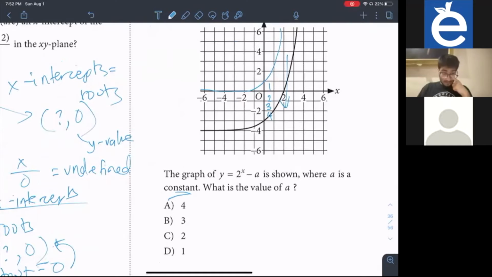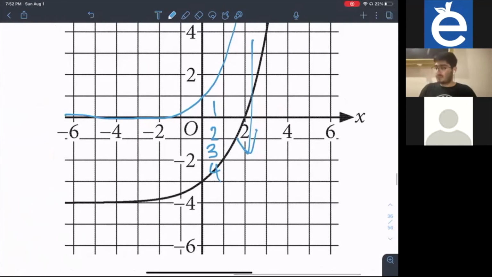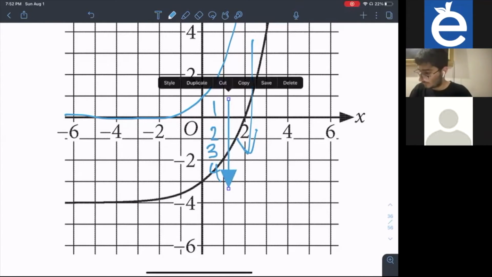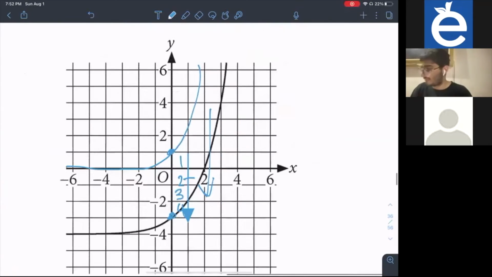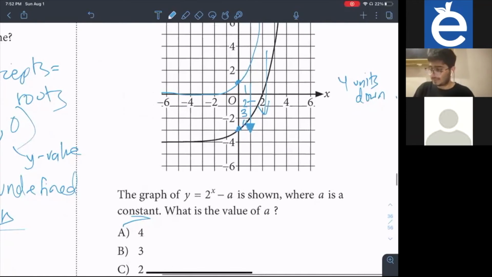And that would be our answer, because it goes down, shifts 4 units. 4 units down should be 1, 2, 3, and 4. Move that right there. So it stops right here, and this is right here. So if you count it, it's 4 units down. 4 units down. So it is choice A.